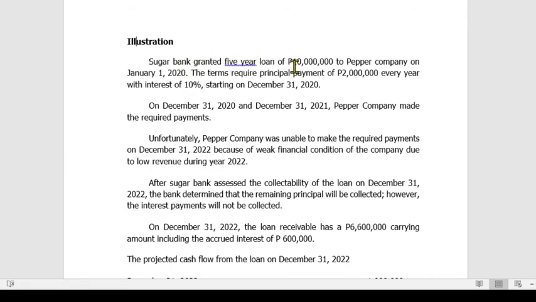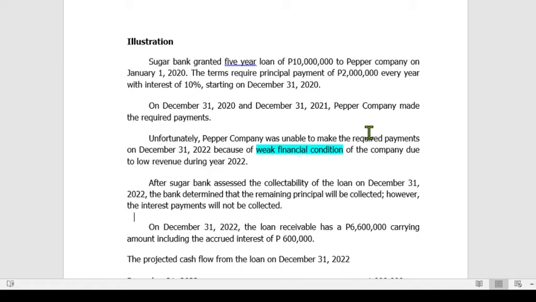Okay, Sugar Bank granted 5-year loan of 10 million to Pepper on January 1. The terms require principal payment of 2 million every year with interest of 10% starting on December 31, 2020. So, on December 31, 2020 and 2021, Pepper made the required payments. Okay. Unfortunately, Pepper was unable to make the required payments on December 31 because of weak financial condition. So, ito ay isang factor in the occurrence of an impairment loss due to low revenue during year 2022.